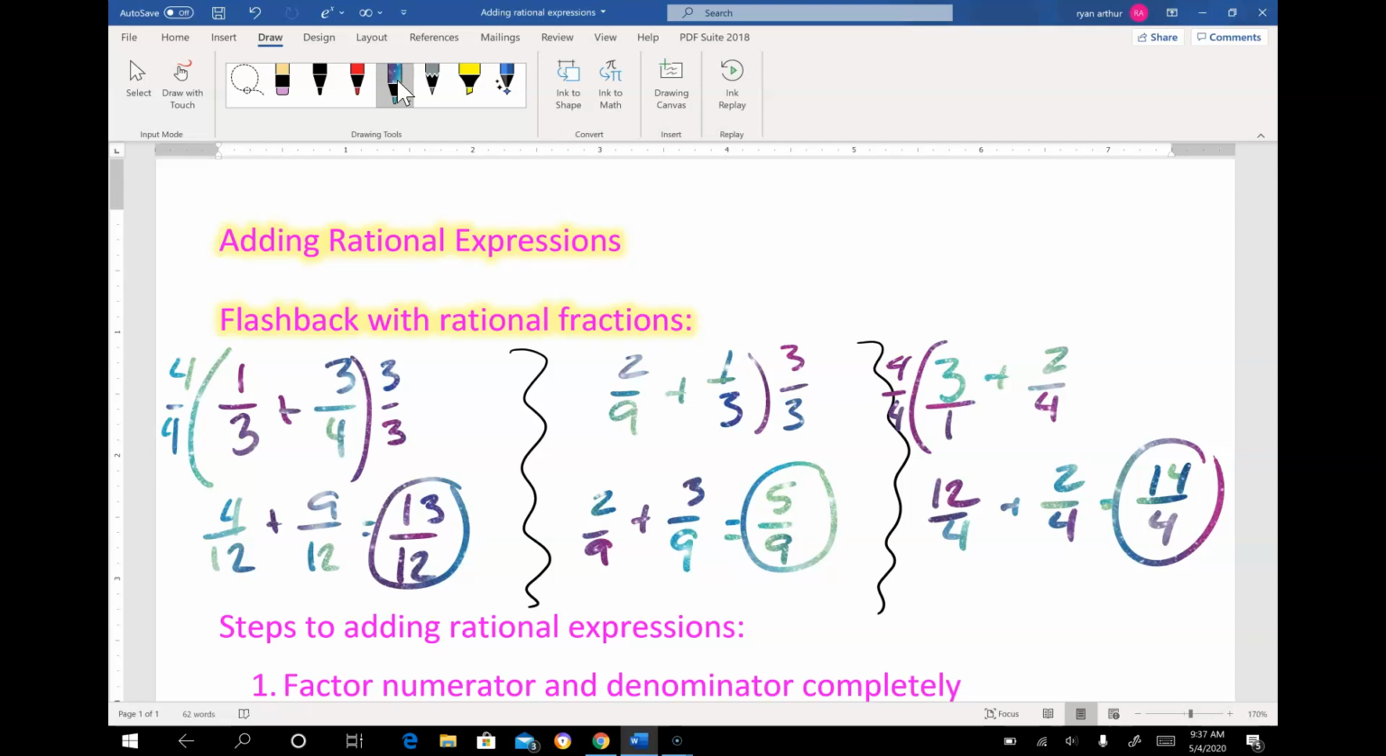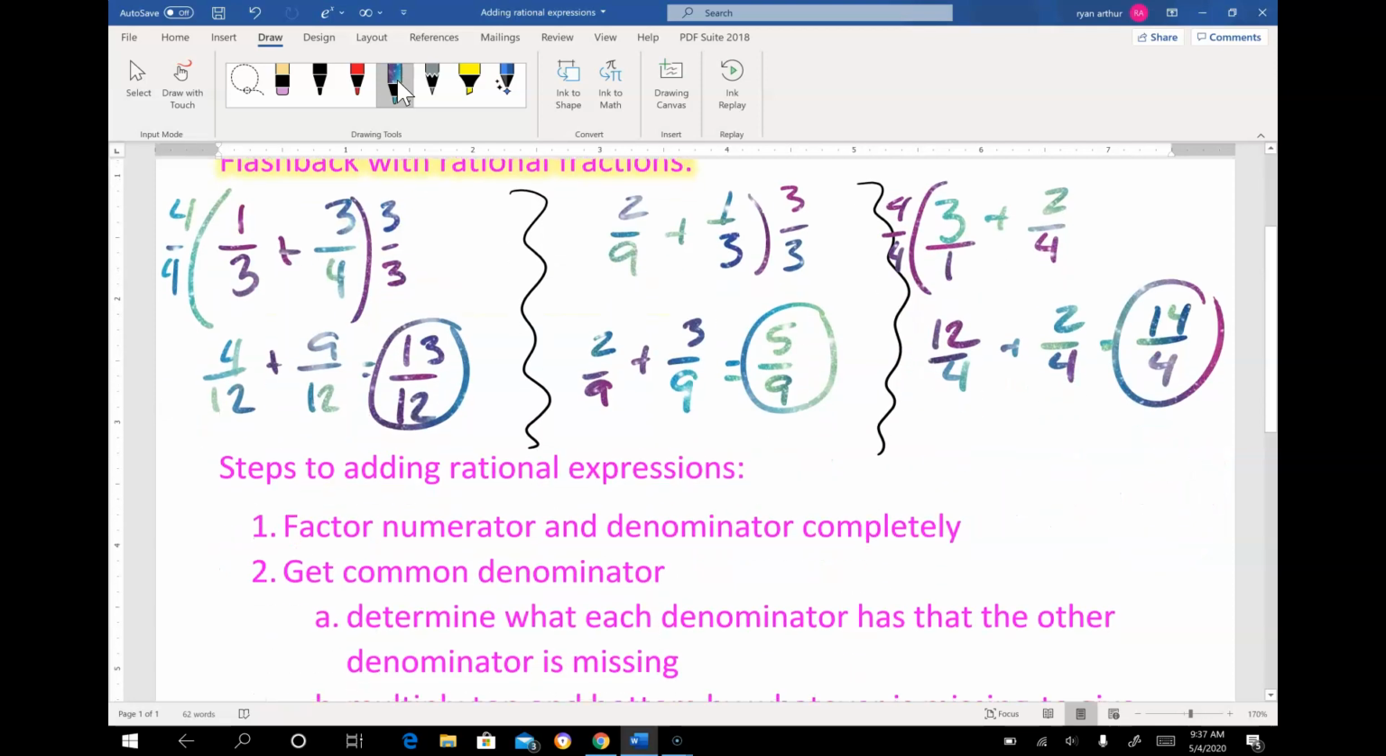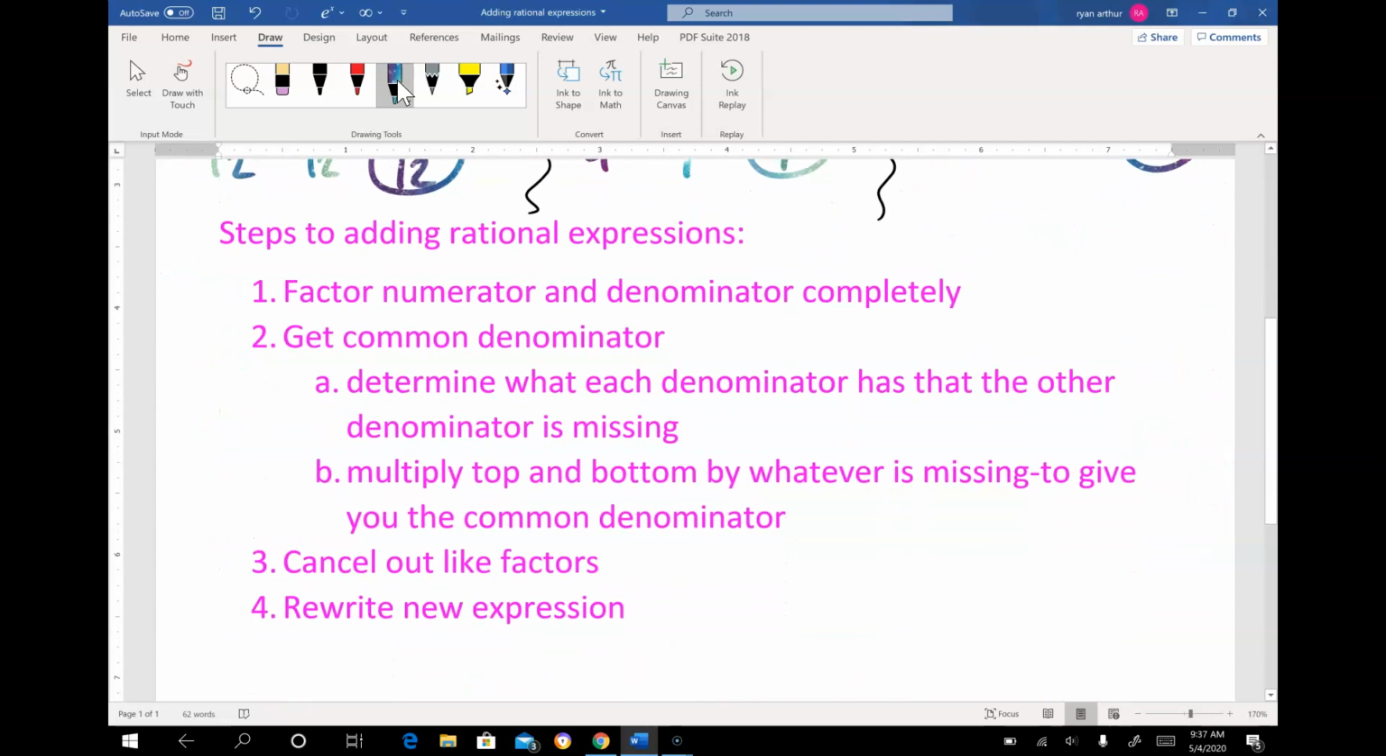Alright, so I have the steps written up here. So we have steps to adding rational expressions. That first step has not changed this whole unit. That first step is to factor completely. Don't forget your GCF. We're going to factor everything completely, because you don't know what it's missing unless you have factored the top and the bottom. Next, you get a common denominator. Exactly what we did up there. We're just multiplying each side by what the other denominator is missing. And then you cancel out your like factors. Now we're going to rewrite the new expression.